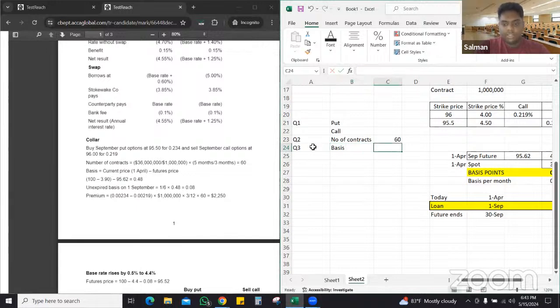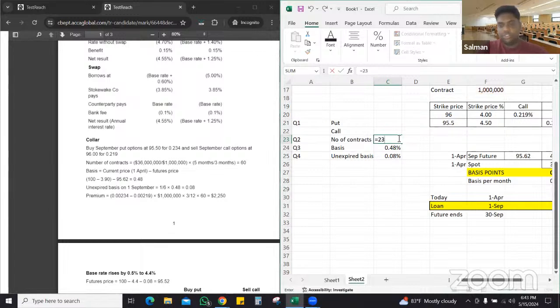Basis 0.48%. It's 48 basis points. Unexpired basis 0.08% or 8 basis points. 60,000, yes.